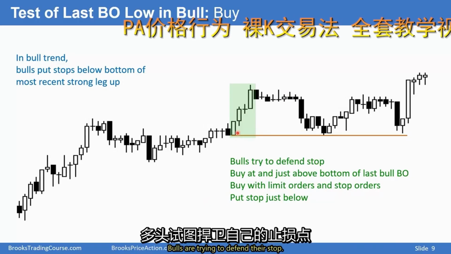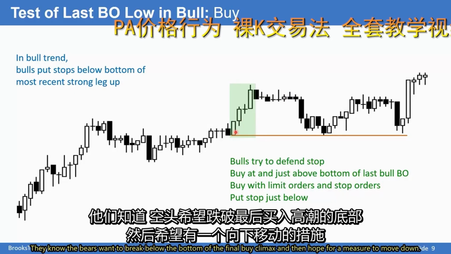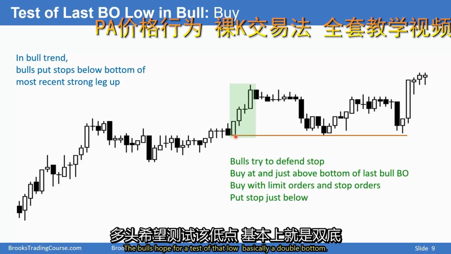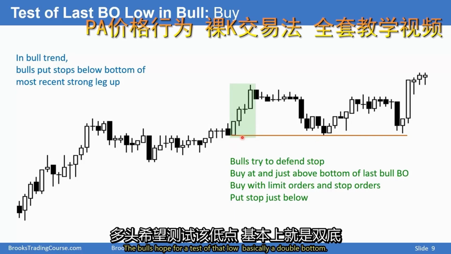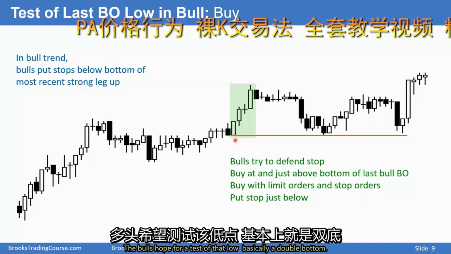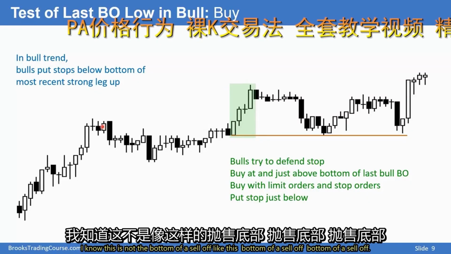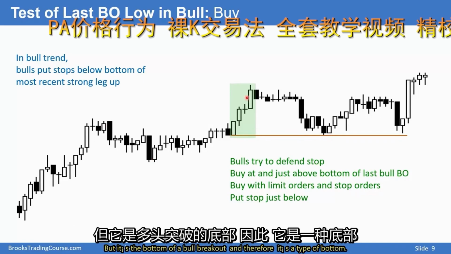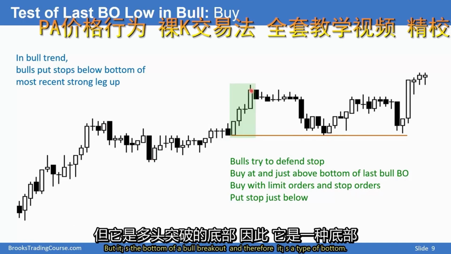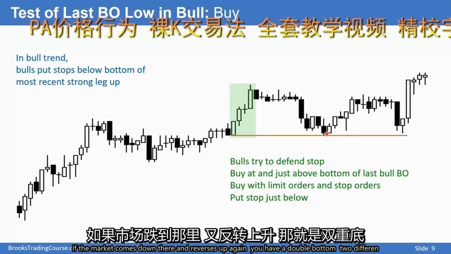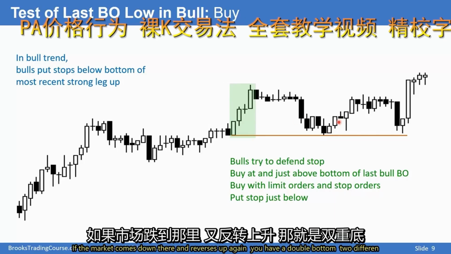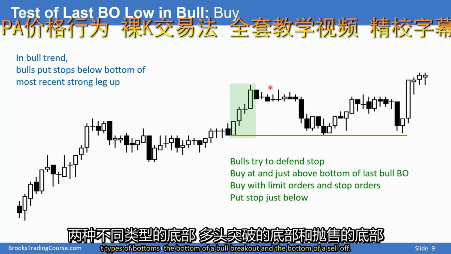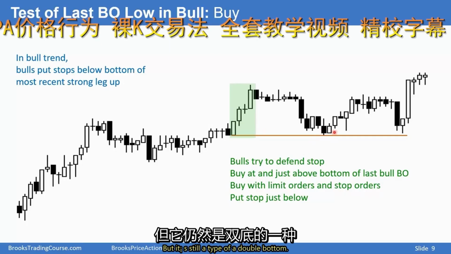Bulls are trying to defend their stop. They know the bears want to break below the bottom of the final buy climax and then hope for a measured move down. The bulls hope for a test of that low, basically a double bottom. I know this is not the bottom of a sell-off like this, bottom of a sell-off, bottom of a sell-off, but it's the bottom of a bull breakout, and therefore it's a type of bottom. And if the market comes down there and reverses up again, you have a double bottom. Two different types of bottoms, the bottom of a bull breakout and the bottom of a sell-off, but it's still a type of a double bottom.